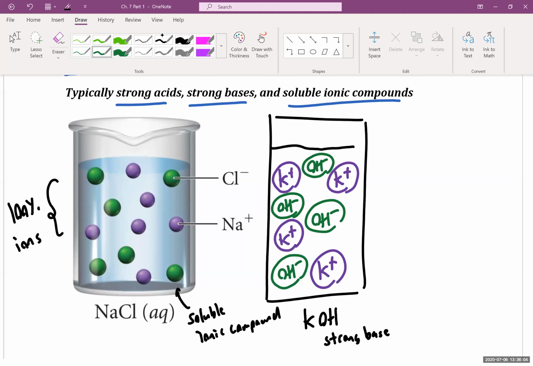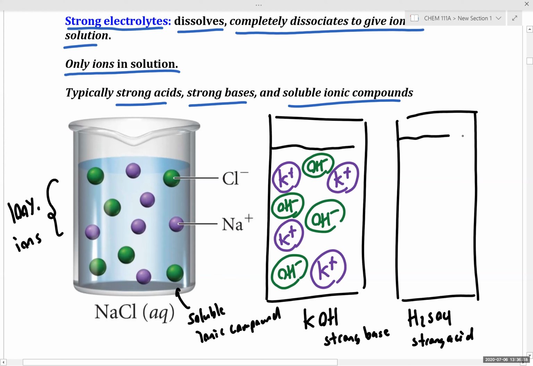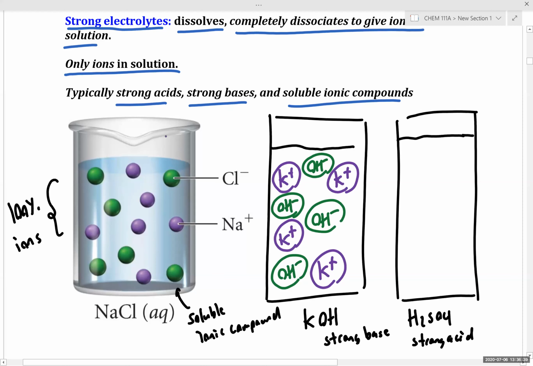Let's do one more example, and this one will be a bit interesting. Let's look at H2SO4, which is our strong acid. Let's look at a picture of H2SO4. Do I see mainly ions or mainly molecules for sulfuric acid? Ions, okay. So I'm gonna draw out a few protons. 1, 2, 3, 4, 5, 6 protons.